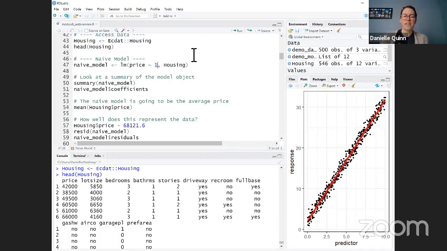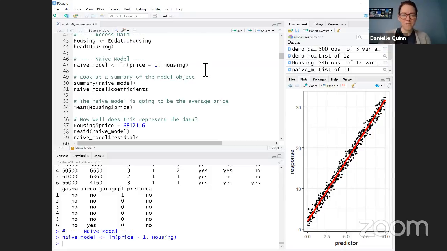And so we end up putting a 1 there, and this is called the identity. In this context, that is saying we don't have any predictors, we just want to make a prediction about price. And then the second piece of information we give it is, where is this data coming from? So it's coming from the housing data set.